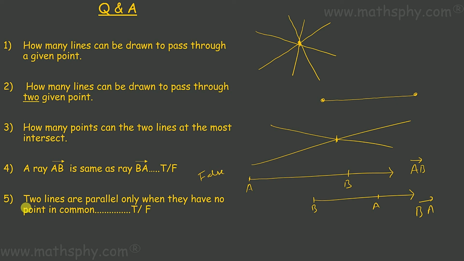Then we have: two lines are parallel only when they have no points in common. Suppose this line and this line are parallel lines, only when they have no point in common. These two are parallel lines, they will never intersect. It means they will never have any common points. So this is true. Now we have a bit of idea about lines. Let's move into the next chapter and try to understand about angles.